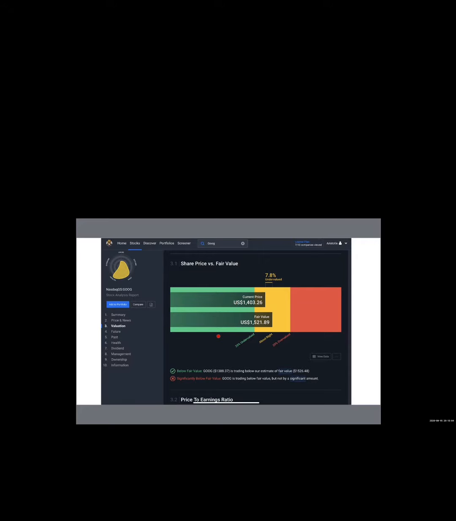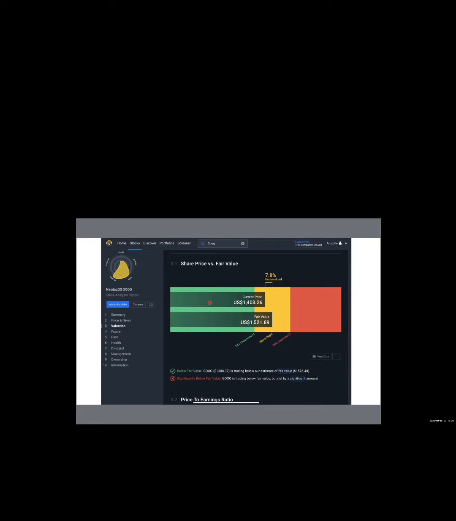This was Simply Wall Street, and the other one was finviz.com. So this one is at 1,403, and they believe it's fair price at that. So you would buy in. They would say, okay, you can still buy. But in my opinion, it's best to buy when it's very undervalued.